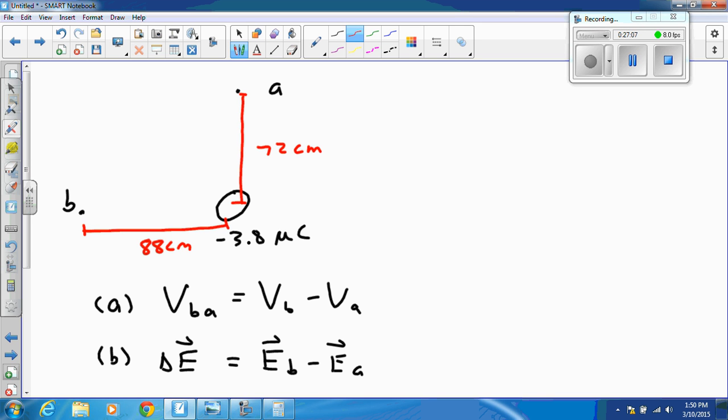So here at point A, because this is a single charge generating this whole thing, we're going to say that the voltage at point A is equal to K, the Coulomb's law constant, times Q, divided by the distance between.